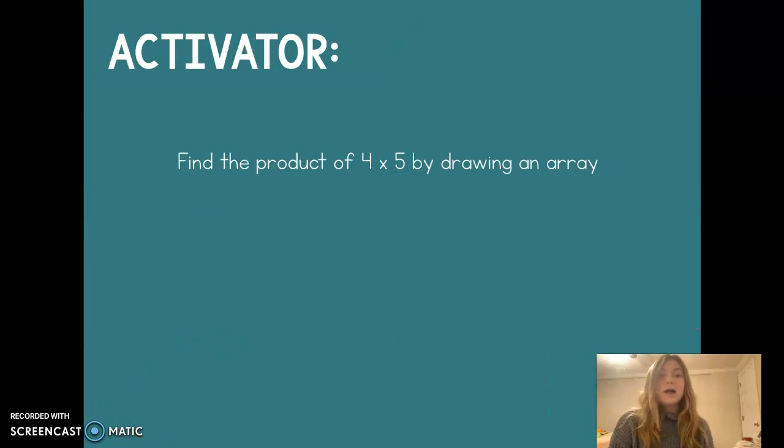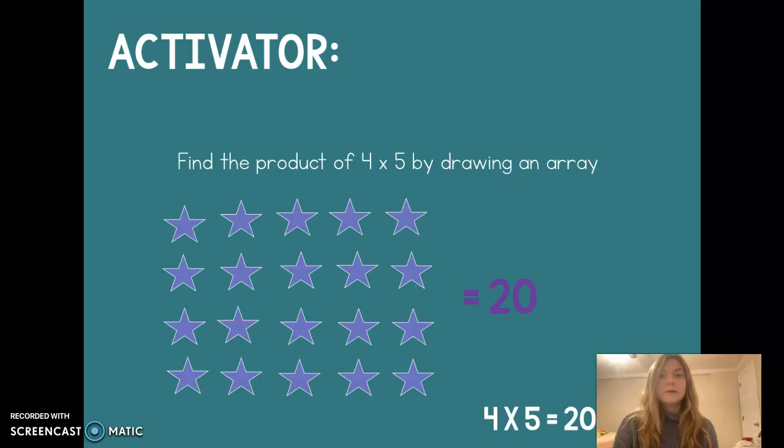So to start out, I want you to find the product of 4 times 5 by drawing an array. When you drew your array, you should have done 4 rows of 5. So I have 4 rows here, 1, 2, 3, 4. And in each row I have 1, 2, 3, 4, 5 stars. If I count up all of these stars, I have a total of 20. So 4 times 5 equals 20.